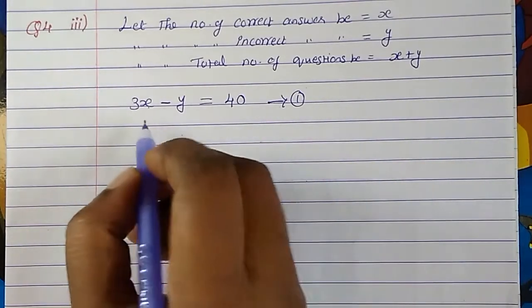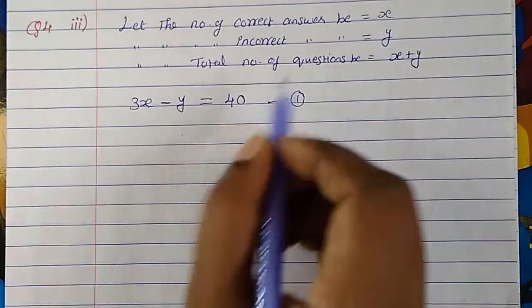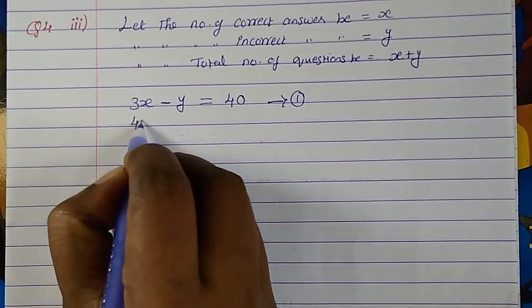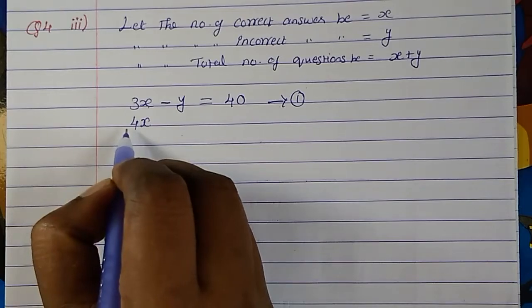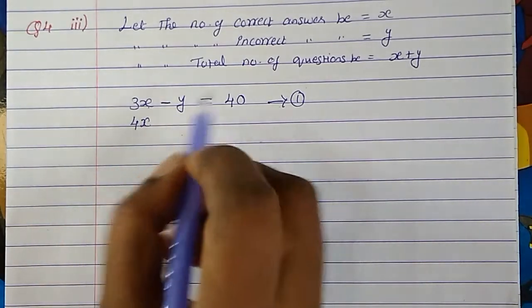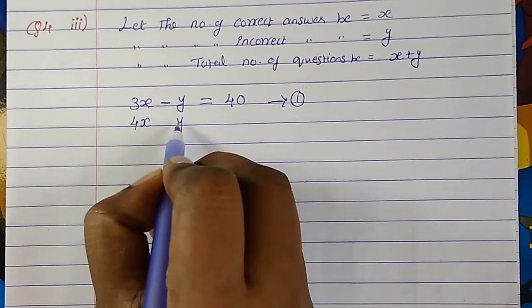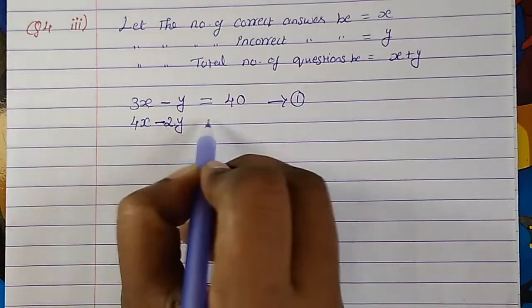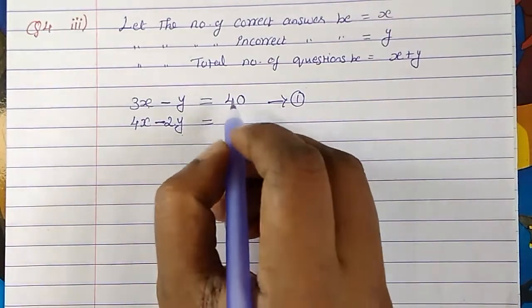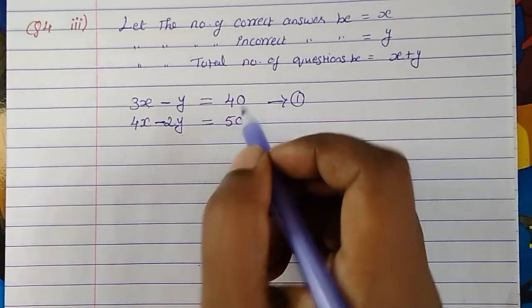So next, another condition is for every correct answer he gets 4 marks, and for every incorrect answer he loses 2 marks. So that means 2y. So 4x minus 2y. Then the total score he gets is 50. So these are our equations.